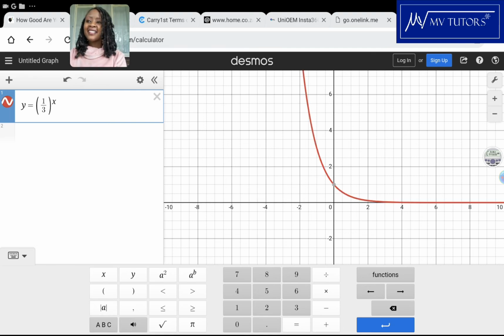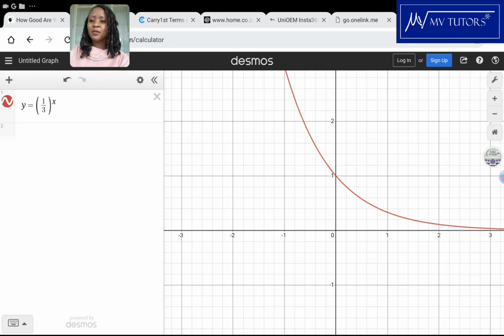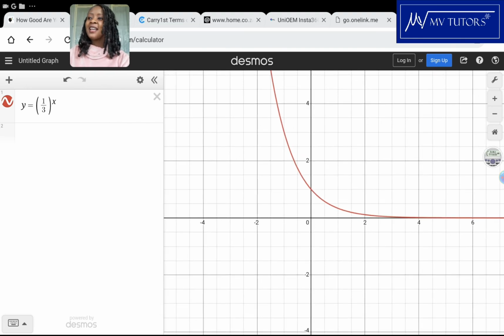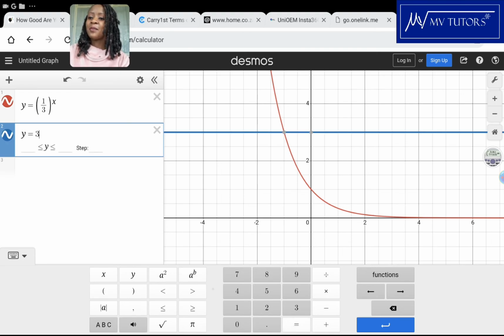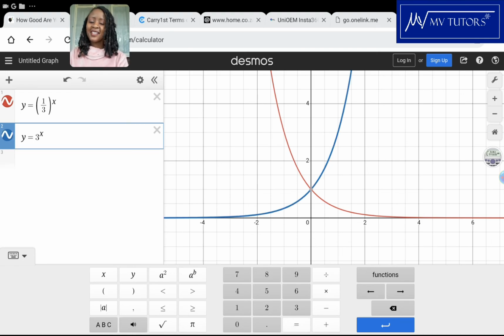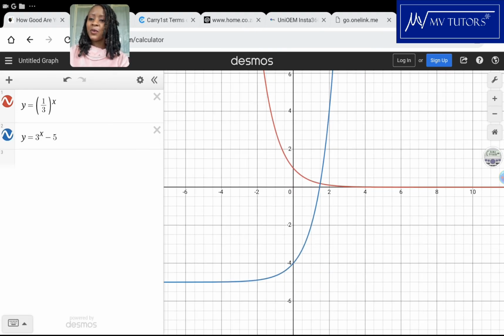Alright, and you see how it draws it out? You can zoom in if you want to, and you can see that your y-intercept is equal to 1, right? If you wanted to draw the other side, you can have y is equal to 3 to the power x, that's how it looks, okay? And you can definitely shift it up or down. Let's say minus 5, and it goes all the way down.